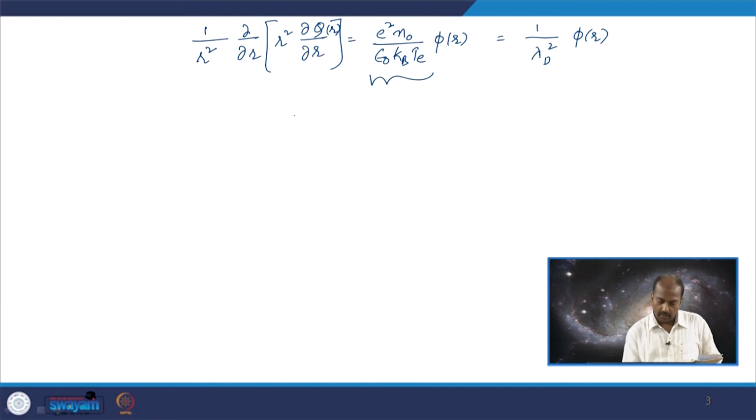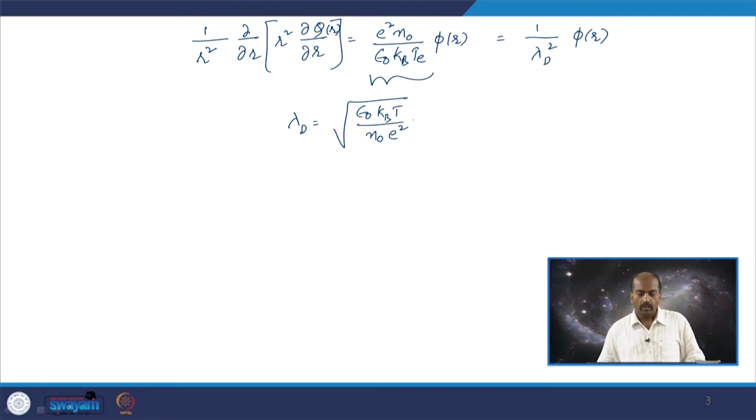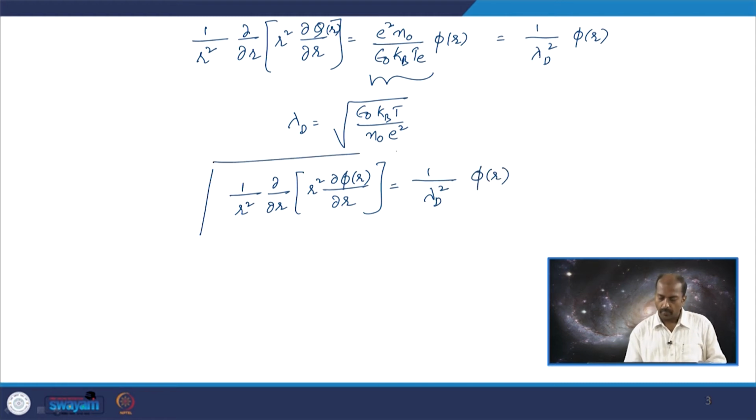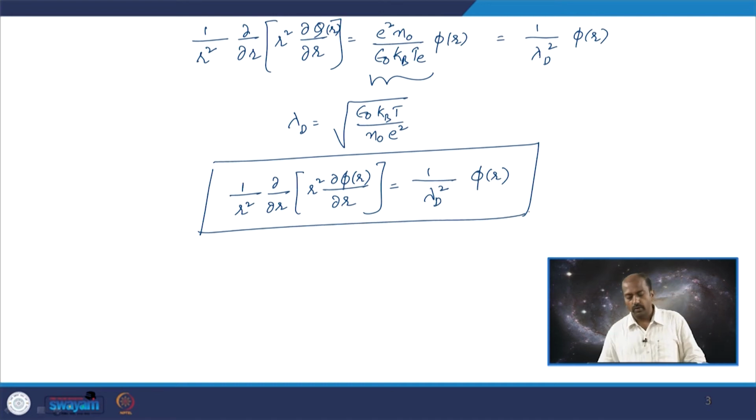So, how did I define lambda d? Lambda d is epsilon naught kBT divided by n naught E square, right. So, I have this second order differential equation. What is this equation? This is 1 by r square dou by dou r of r square dou phi by dou r is simply 1 by lambda d square phi of r. Now, the solution of this differential equation is going to be the functional form of the potential, right.